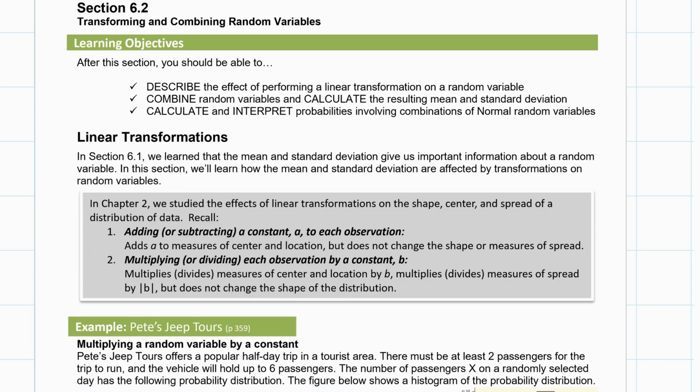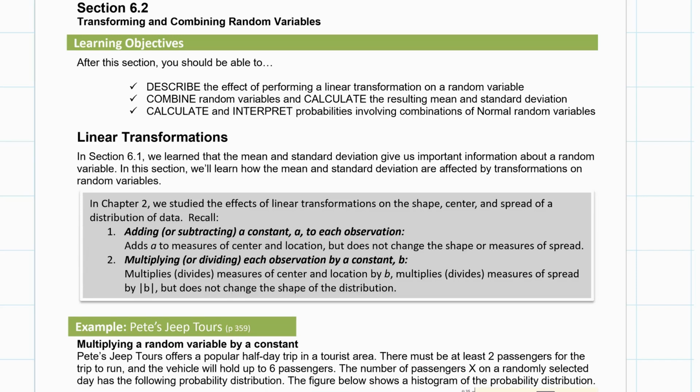This is a recording of the first half of the 6.2 section notes about transforming and combining random variables. This particular recording is going to be using TI Inspire as the technology to get the job done.